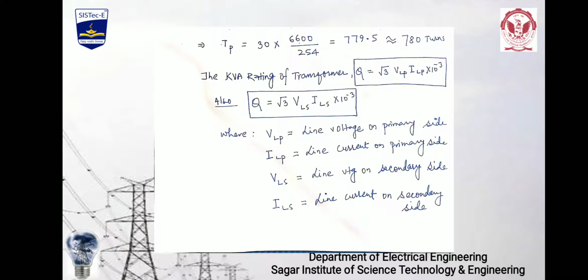The kVA rating of transformer Q is equal to root 3 VLP ILP into 10 raised to power minus 3, and also Q is equal to root 3 VLS ILS into 10 raised to power minus 3, whereas VLP is equal to line voltage on primary side, ILP is equal to line current on primary side, VLS is equal to line voltage on secondary side, and ILS is equal to line current on secondary side.